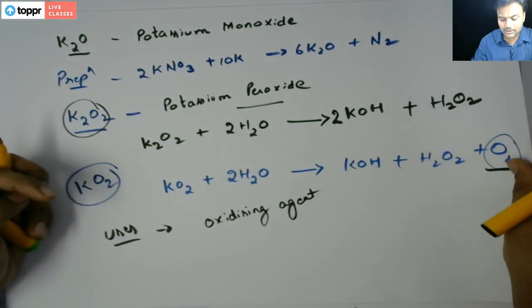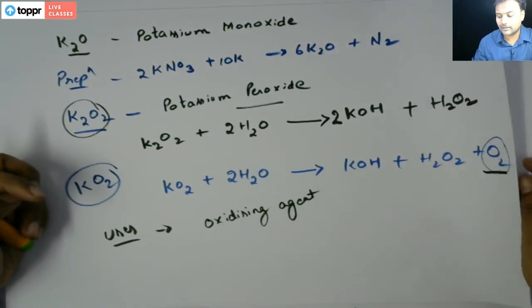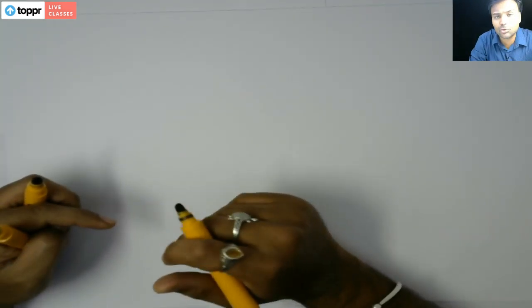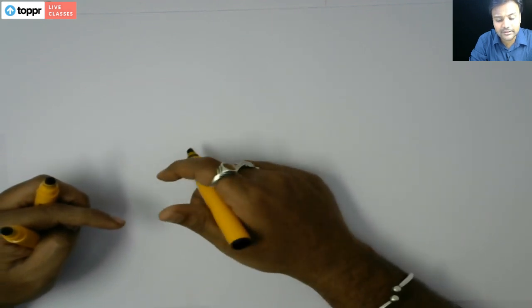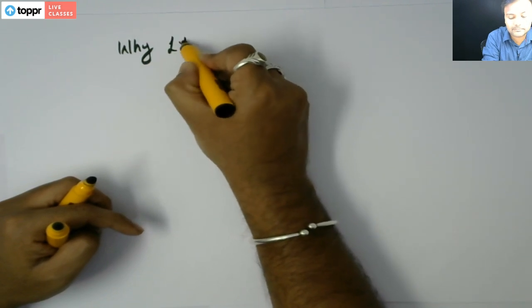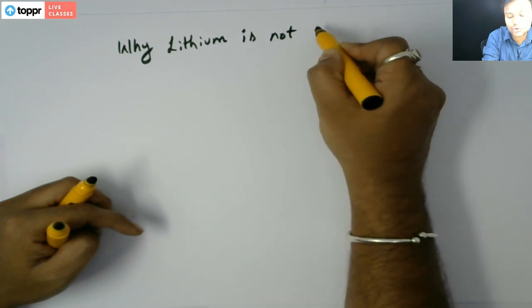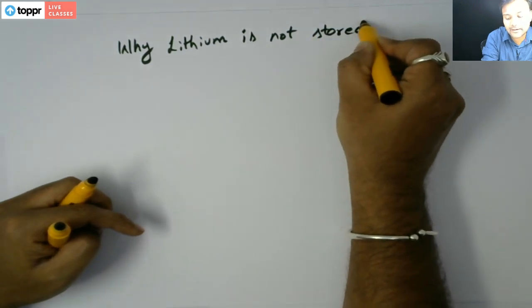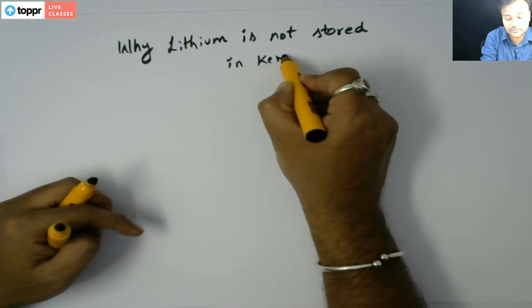So students, I just want to ask you a question here. Now, you all know that sodium and potassium are stored in kerosene, right? Now my question is, why is lithium not stored in kerosene?